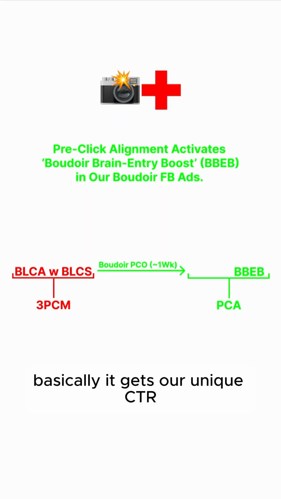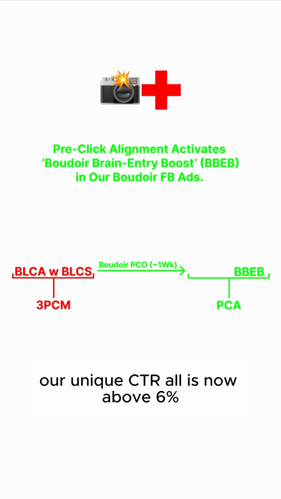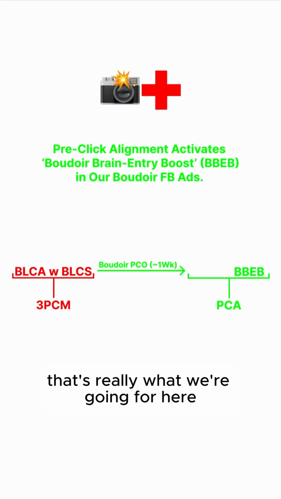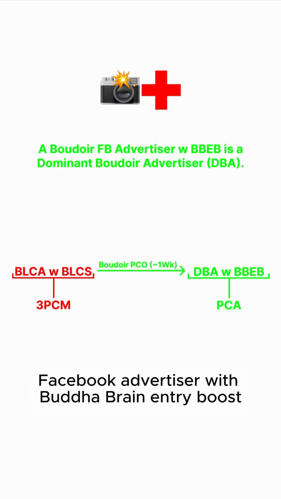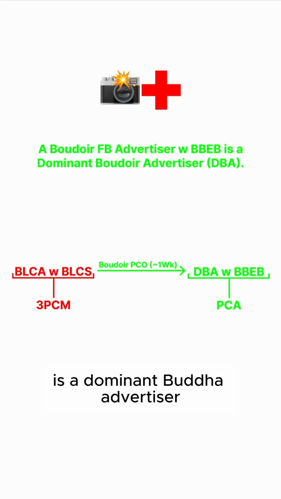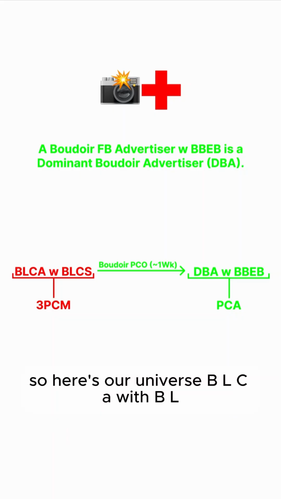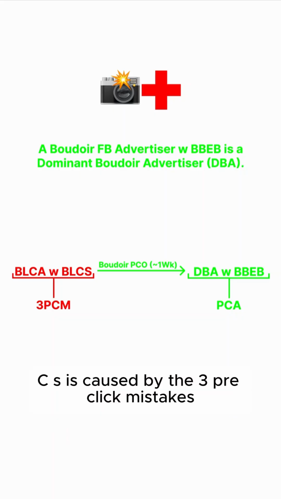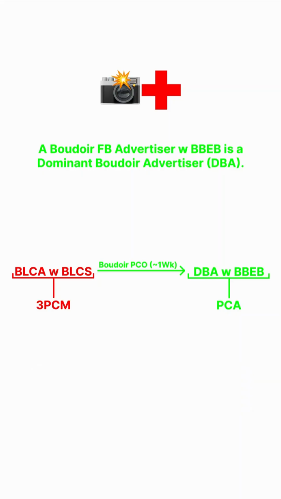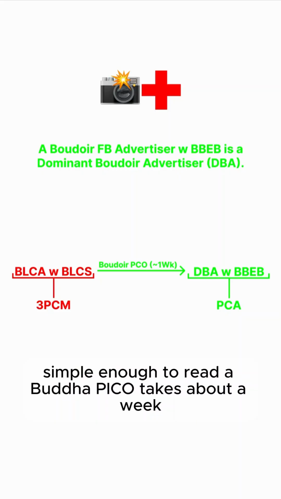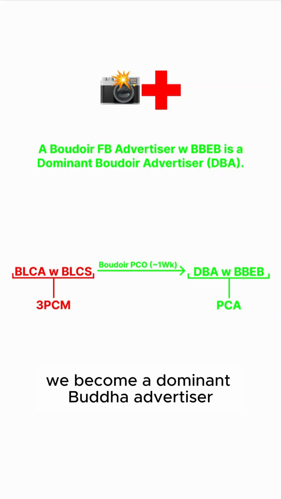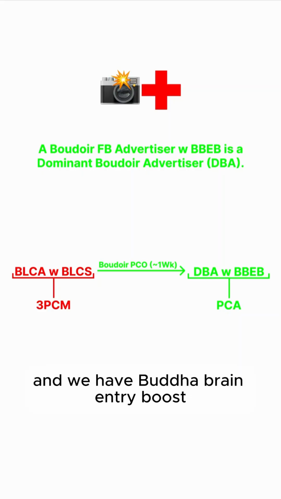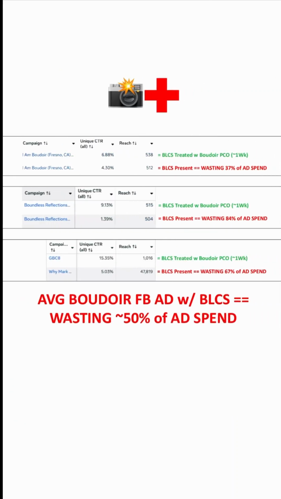We achieve pre-click alignment, and pre-click alignment activates Boudoir Brain Entry Boost, BBEB, in our Boudoir Facebook ads. Basically, our unique CTR is now above 6%. That's really what we're going for here. And a Boudoir Facebook advertiser with Boudoir Brain Entry Boost is a dominant Boudoir advertiser. So here's our universe: BLCA with BLCS is caused by the 3 pre-click mistakes. Simple enough, treated with Boudoir PCO takes about a week, and we achieve pre-click alignment. We become a dominant Boudoir advertiser, and we have Boudoir Brain Entry Boost with our Boudoir Facebook ads.